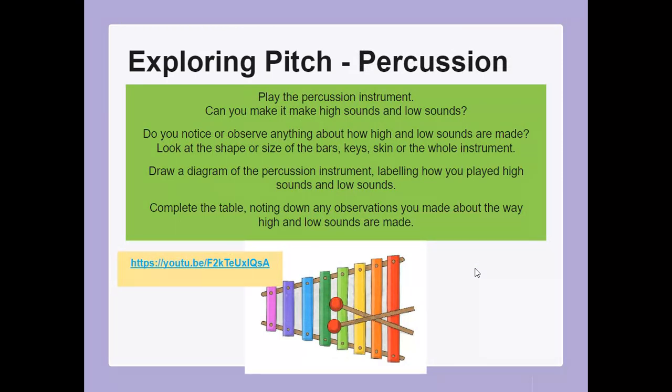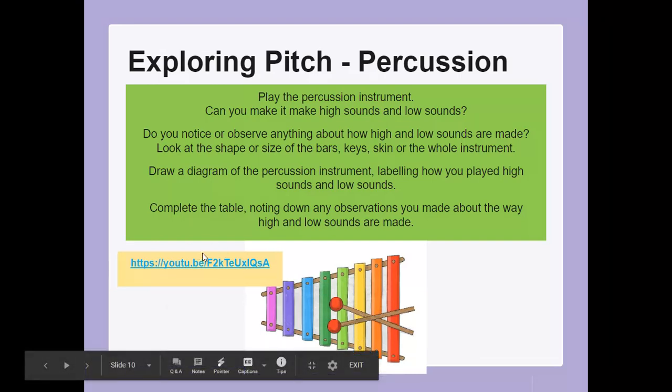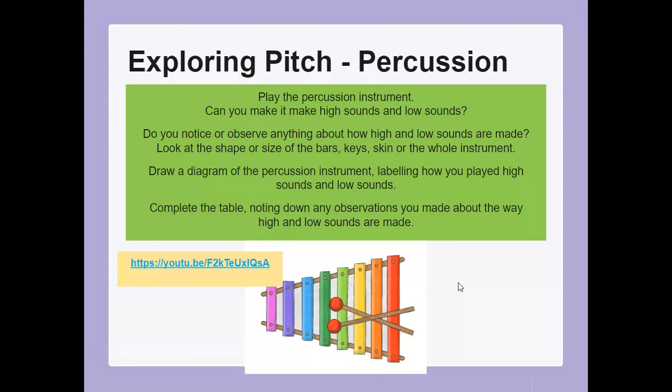So play the percussion instrument. Again, if you don't have a percussion instrument, there's a video link here and it's also on the pupil portal. Think about these questions. Can you make it make high sounds and low sounds? Do you notice or observe anything about how high and low sounds are made? Look at the shape or size of the bars, keys, skin, or the whole instrument. Draw a diagram of the percussion instrument, labelling how you played high sounds and low sounds. Complete the table, noting down any observations you made.